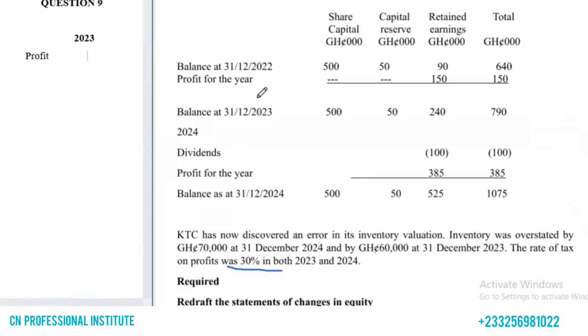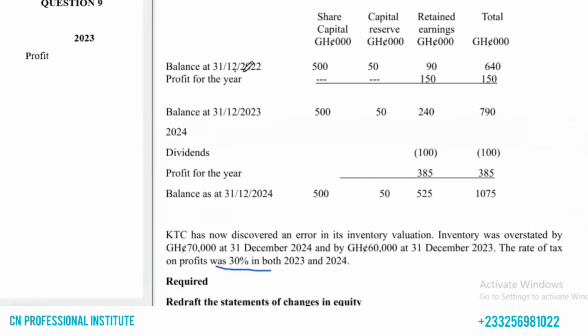If you scan through the statement of changes in equity, okay, here we have balance as at 3rd December 2022. So this is the retained earnings balance, 90,000. Profit for the year, this 150, and they got balance as at 2023. So you would realize that this 150 profit for the year is the profit for 2023. Are you getting it? This is the statement of changes in equity given to us, right?